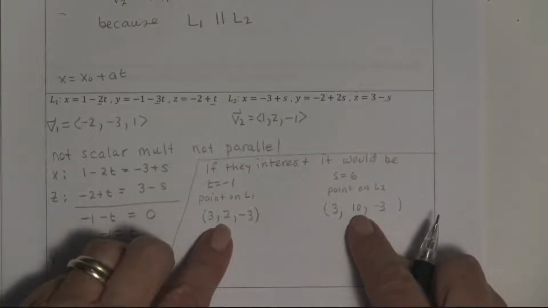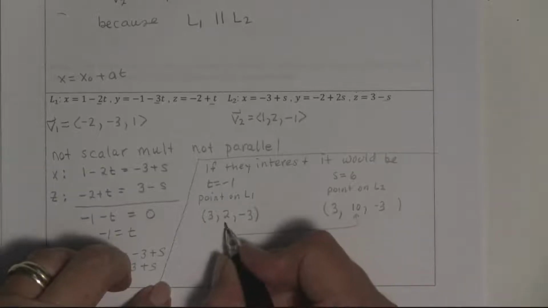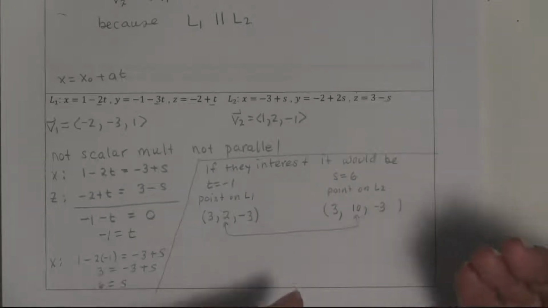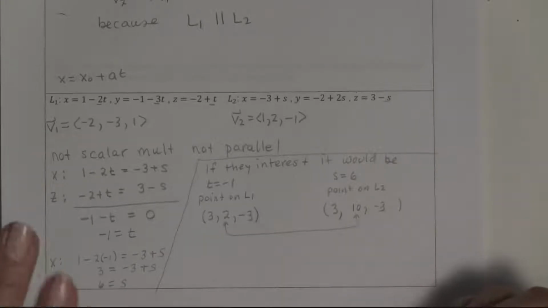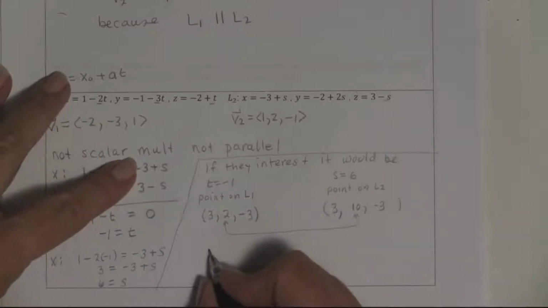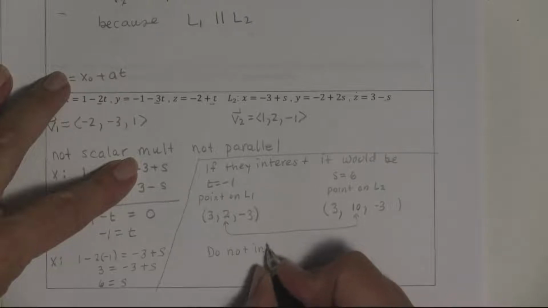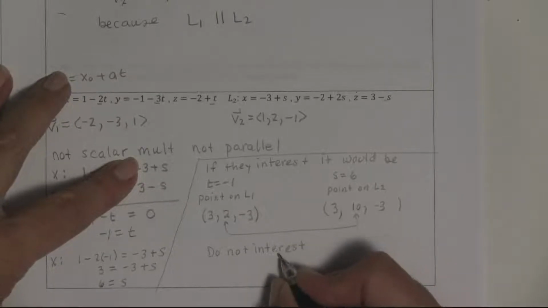And so really, I'm looking at whether or not these are the same. If they are the same, then they intersect, and that's the point they intersect at. That was what we were asked to find: whether or not they intersect, and if they intersect, at what point. But that point is different, and so they do not intersect. They do not intersect, and they're not parallel.